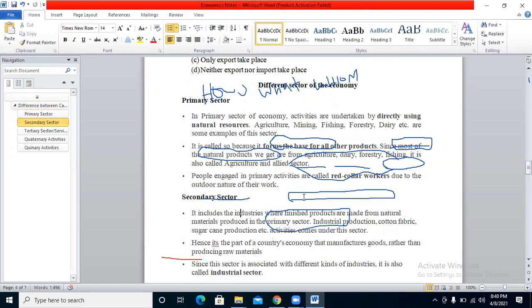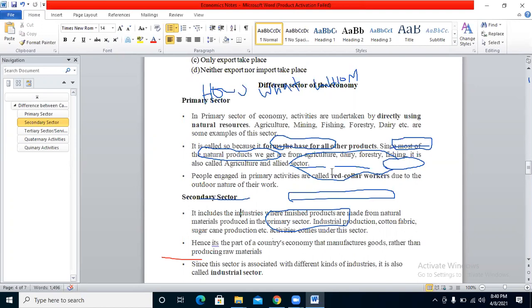So why will hydro energy come into the primary sector? Because if we use natural resources, water is a natural resource, and through the mechanization of the water we are producing electricity. So a hydropower plant depends directly on natural resources. That's why it is called the primary sector.